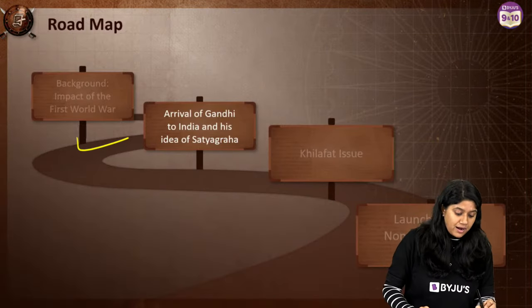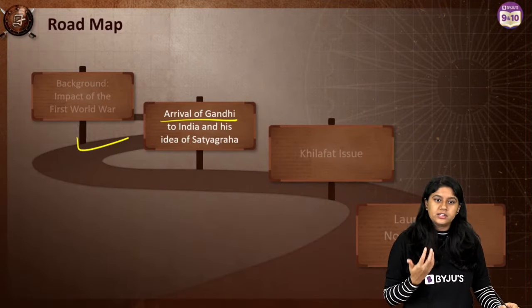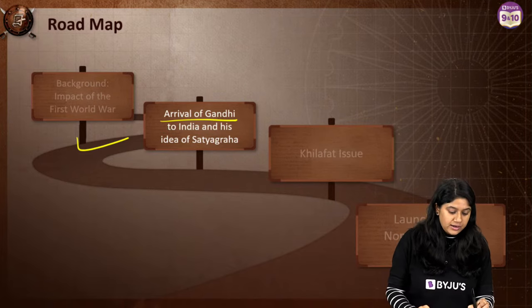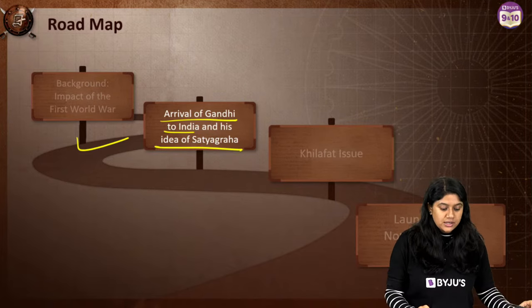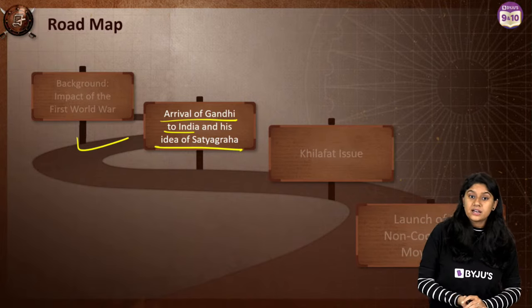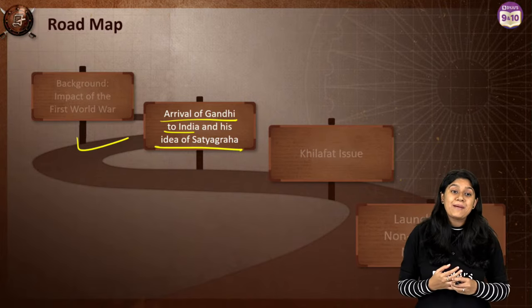Then comes the second part, the arrival of our hero in the chapter, Gandhiji to India, and of course, the idea of Satyagraha. This chapter is there in the board.